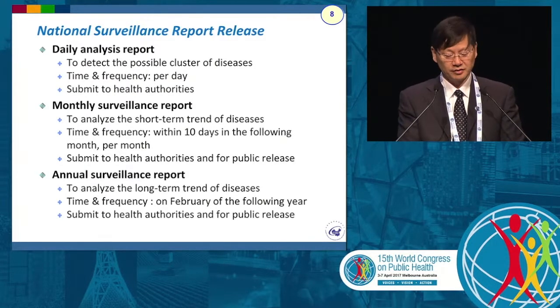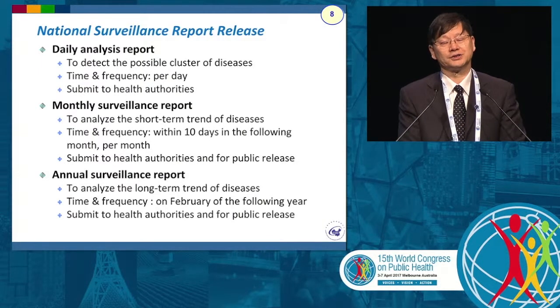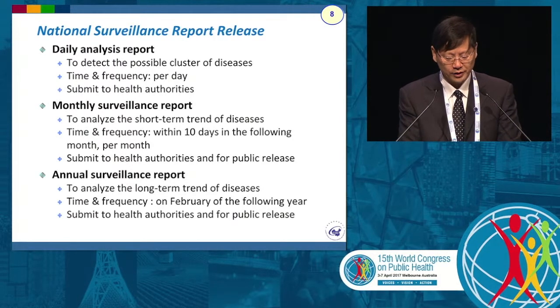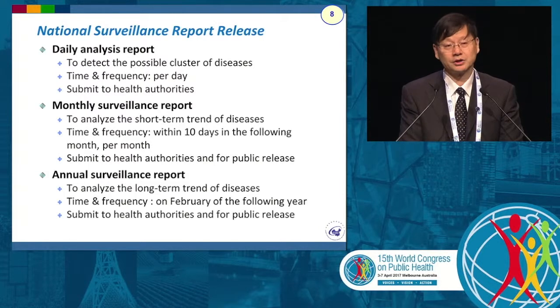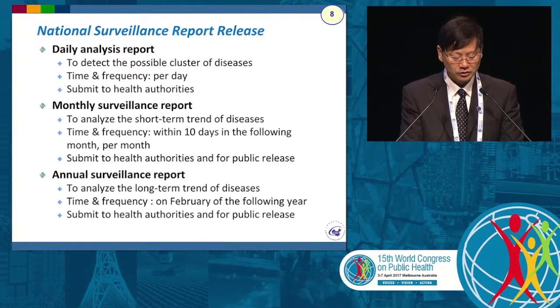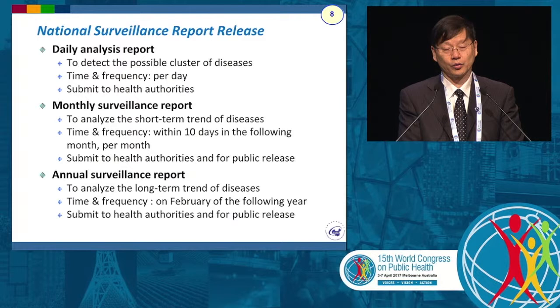The monthly surveillance report will be finished within 10 days of the following month, which presents the short-term trend of the disease. The annual surveillance report will show the long-term trend of disease and will be finished in February of the following year. All the monthly and annual reports will be submitted to health authorities and released to the public.